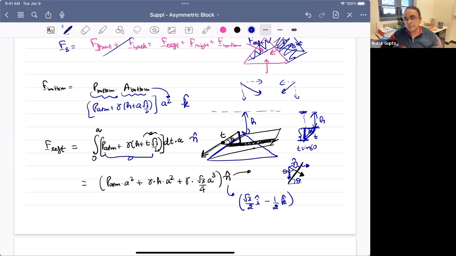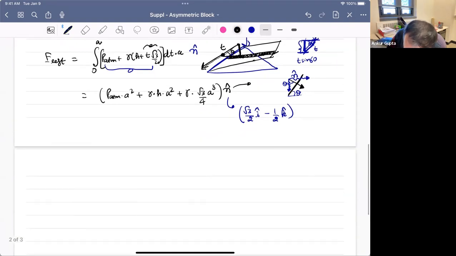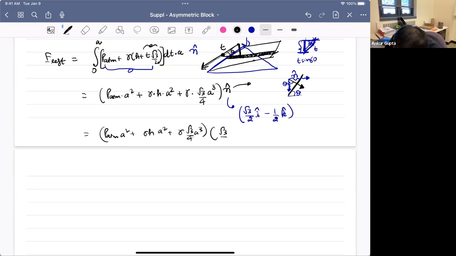Okay, so that's my direction. I'm taking sine theta i cap minus cos theta k cap because it's in the negative direction. So what you are essentially getting here is the answer: P_atm A squared plus gamma H A squared plus gamma root 3 by 4 A cubed, into root 3 by 2 i cap minus half k cap. Okay, this is my first step.